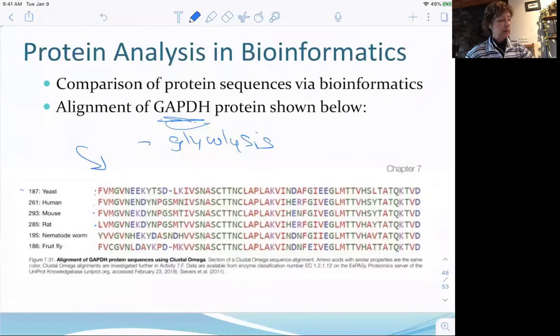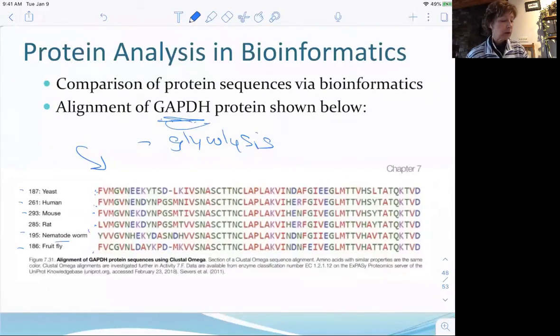So we have here yeast, human, mouse, rat, nematode, which is probably C. elegans, a little worm, and of course, fruit fly Drosophila. And you can compare then the sequence and build a phylogenetic tree. So this isn't something that's easy to do.